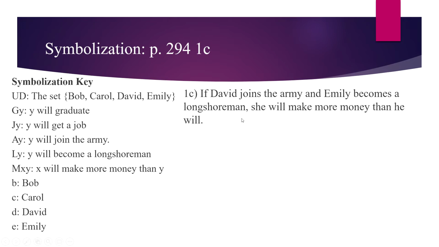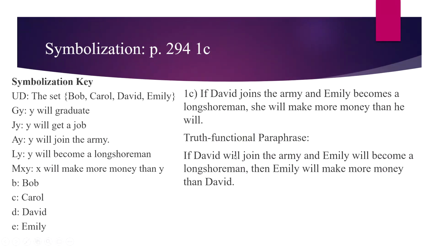Next, we have if David joins the army and Emily becomes a longshoreman, she will make more money than he will. So we need to do our truth functional paraphrase. Here I've rephrased these to fit exactly the way that the predicates are phrased, right? If David will join the army and Emily will become a longshoreman, then here we've gotten rid of those pronouns, right? We want only those proper nouns for those individual constants. Then Emily will make more money than David.